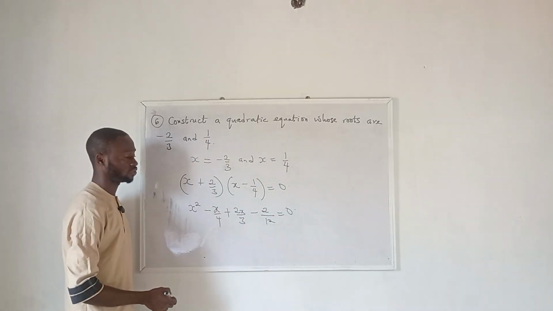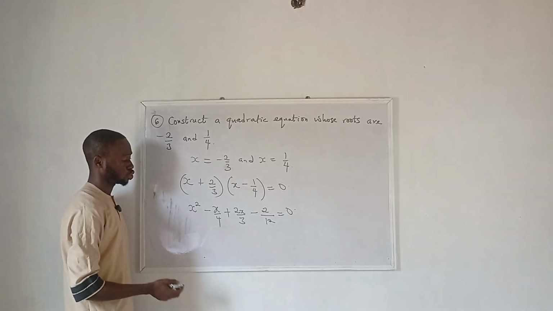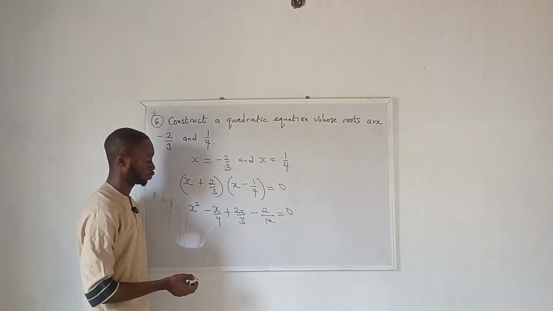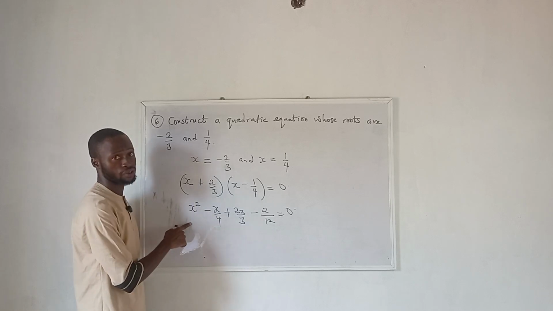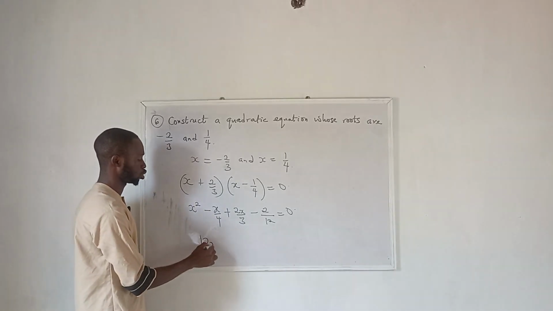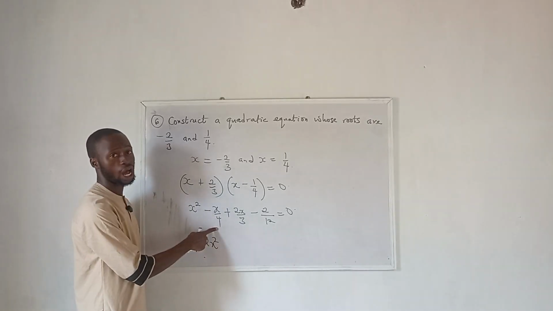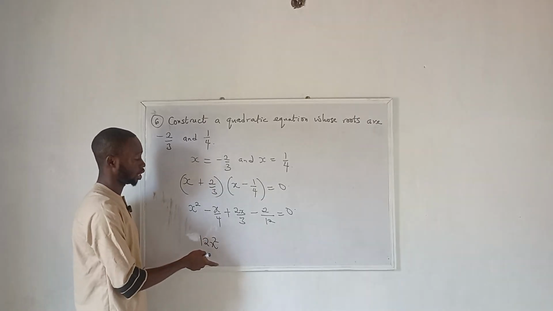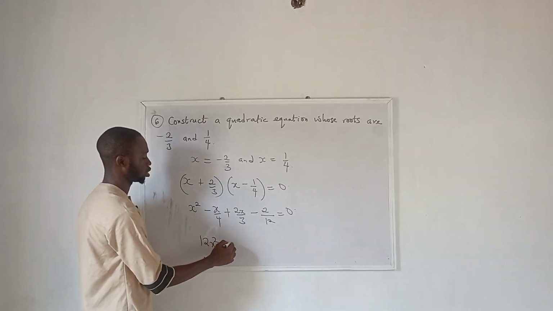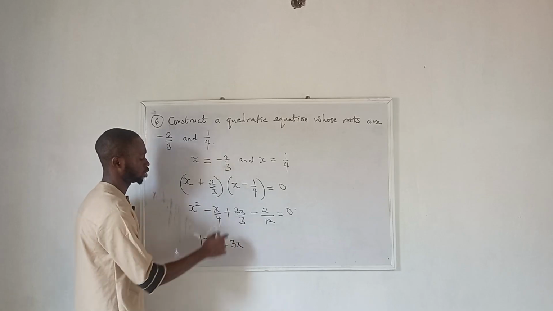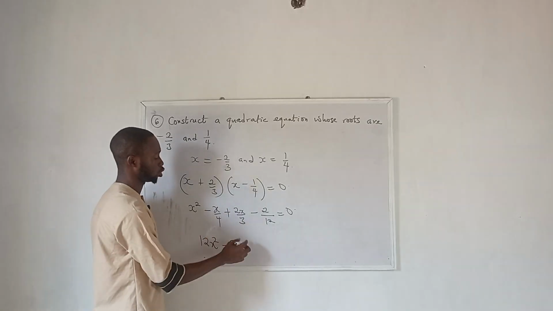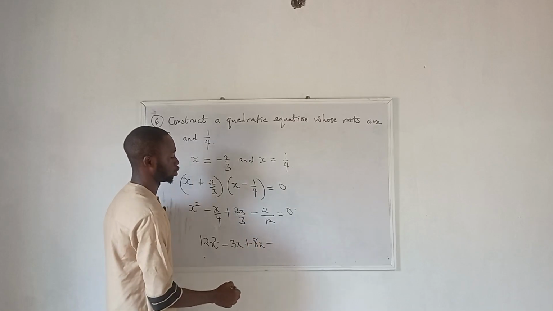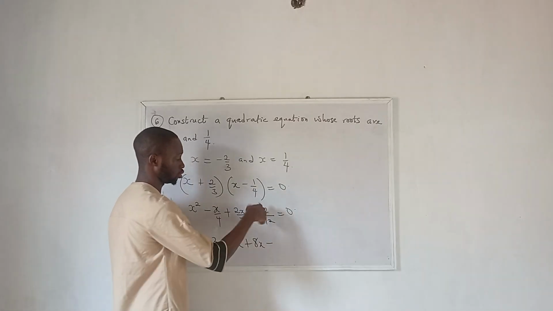So we could find the LCM of the denominators. If you find the LCM of the denominators, you are going to have 12 as the denominator. Since this does not have a denominator, 12 multiplies this to give us 12x squared. If you have 4 as the denominator here, 4 in 12 is 3, so it will be 3 times this, that will be minus 3x. Then 3 in 12 is 4, 4 times this 2 gives us 8x. Minus. Then 12 in 12 is 1, then 1 times 2 is 2.